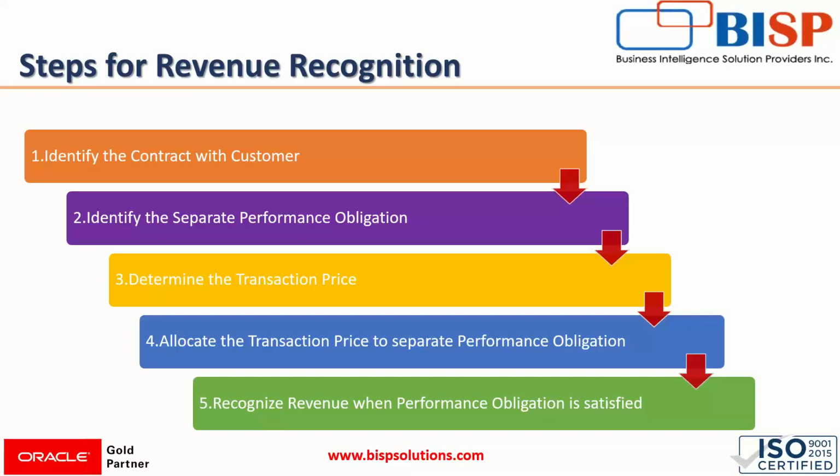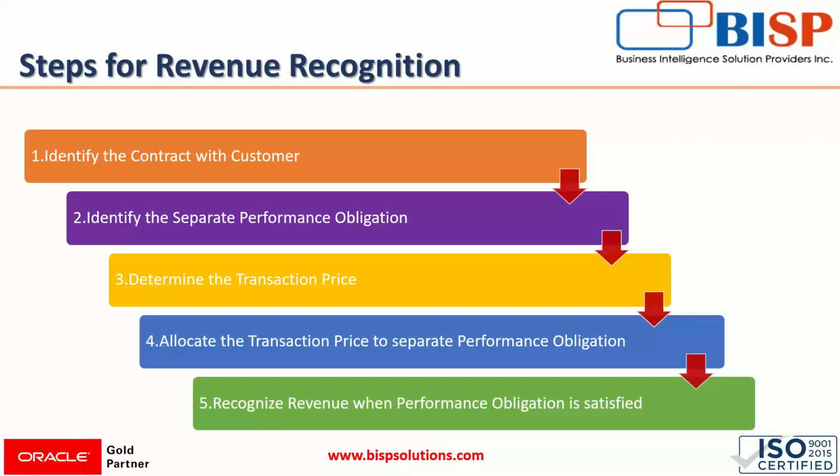Then comes the transaction price. We have to determine the transaction price. This is the next step in the recognition of revenue. So what is the transaction price? It is the amount that an entity expects to be entitled to in exchange for the transfer of goods and services. For the determination of the transaction price, we have to determine how much we are going to record for the revenue, meaning what is the consideration that we will be receiving in future, and that transaction price can be fixed or it can be variable.